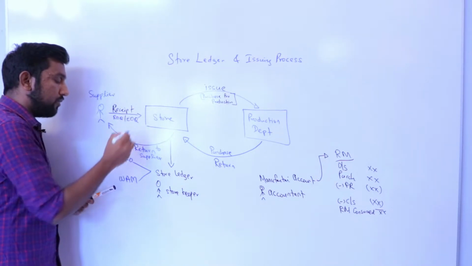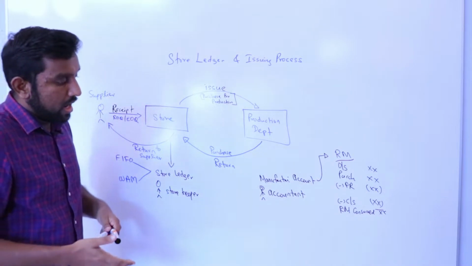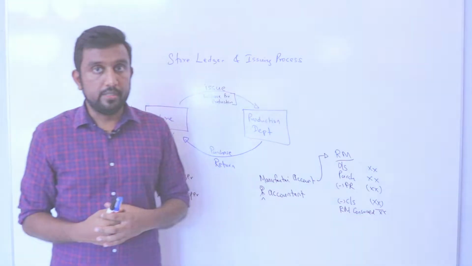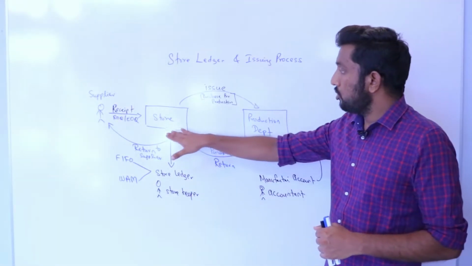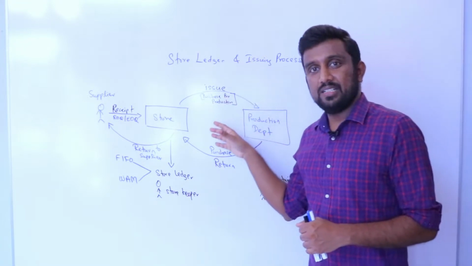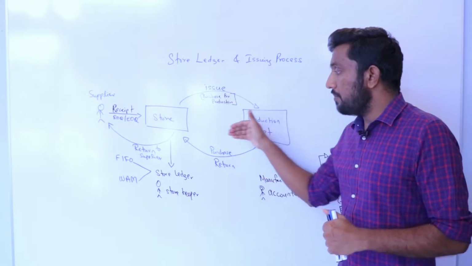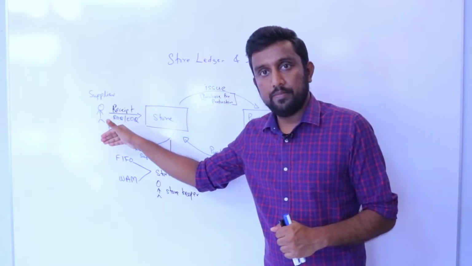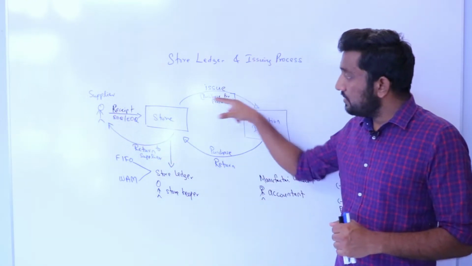Right? So we will have a question for that. When I am discussing the question, I will try to explain how it actually works. So store, production department, and how return works. Here the production department is returning, and at the same time the store is also returning. So what does this mean?